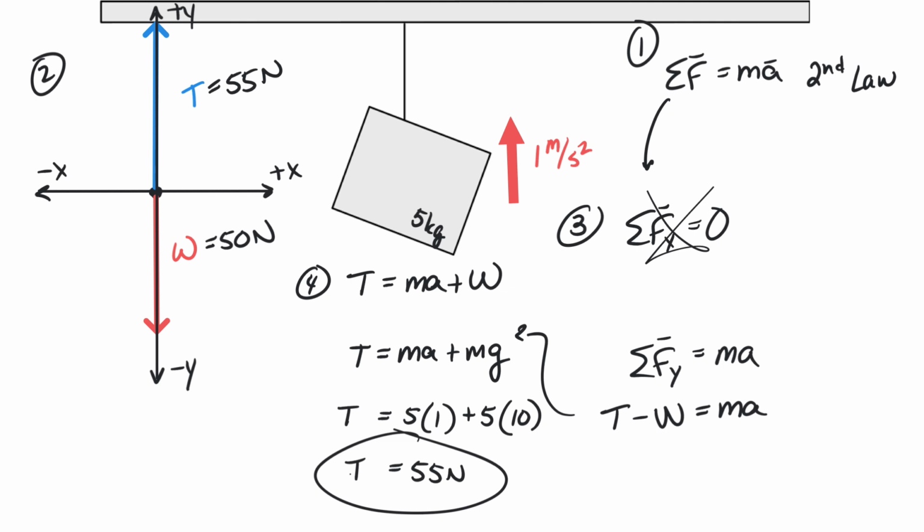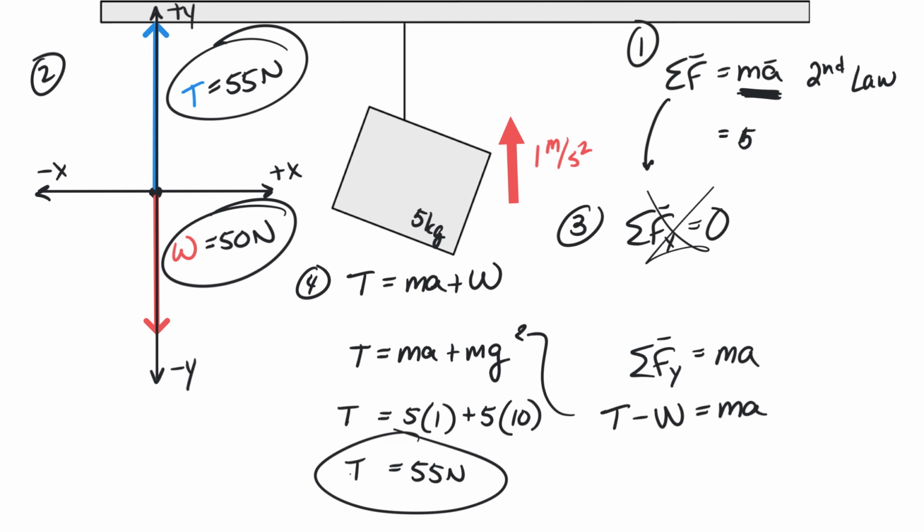What was the net force on the object? 5 newtons. The net force was 5 newtons. It was 55 upwards and 50 downwards. So the net force is 5. But we also could have gotten that right here without doing any work at all. I want you to pay very close attention. If I had asked for the net force, you didn't have to do any of this, because net force equals MA, and the mass was 5, and the acceleration was 1. You could have gotten the net force without doing any work, because it had to be 5 newtons.